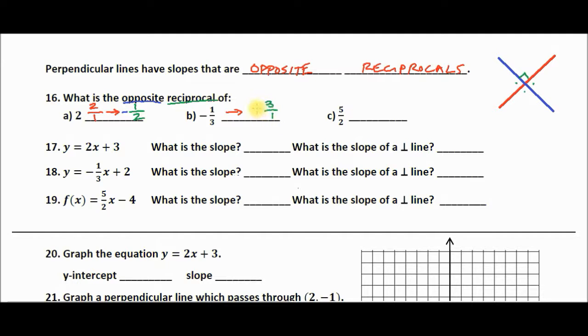And I can write the sign as positive, but you don't have to write plus. If we don't have a sign, that means we're assuming it is a positive slope. But I'll write that anyway. Let's go ahead and do the next one.